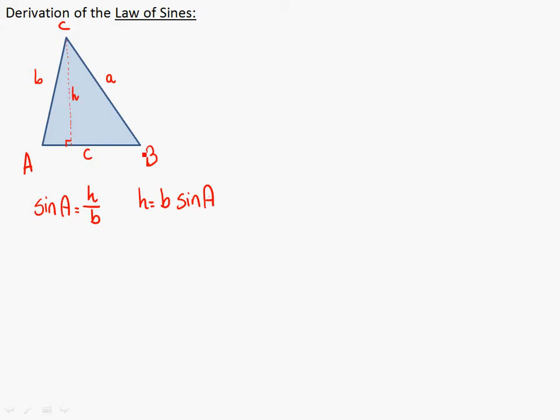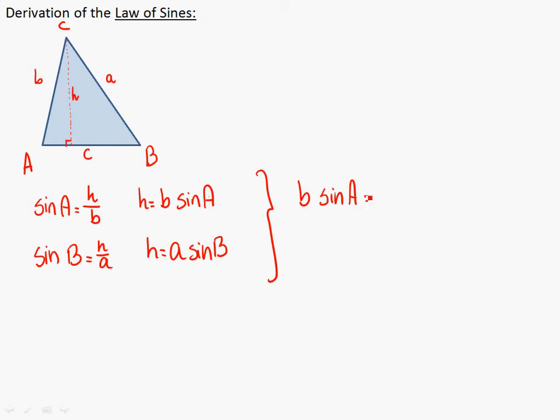Let's go stand in angle B. What is the sine of angle B? It's H over A, right? Okay. So that means that your height is also A times sine of B. Is everybody okay with that? Well, if they both equal your height, then this has to be true, right? B times the sine of A has to be equal to A times the sine of B. That's sort of an ugly way of trying to memorize the law of sines, because that's sort of confusing.